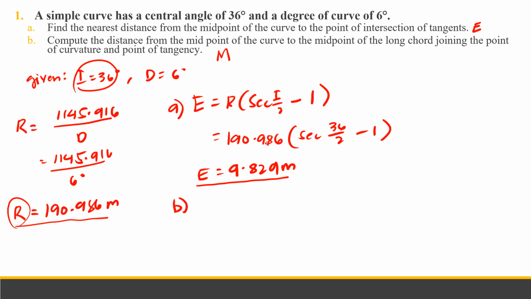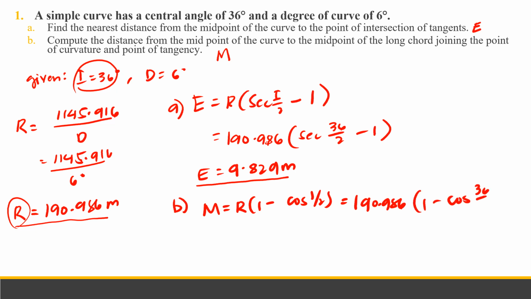So sa B, so that is the middle ordinate yung hinahanap. So middle ordinate is R times 1 minus cosine I over 2. R is 190.986 times 1 minus cosine 36 over 2. So middle ordinate is 9.348 meters. That is the middle ordinate and the external distance.